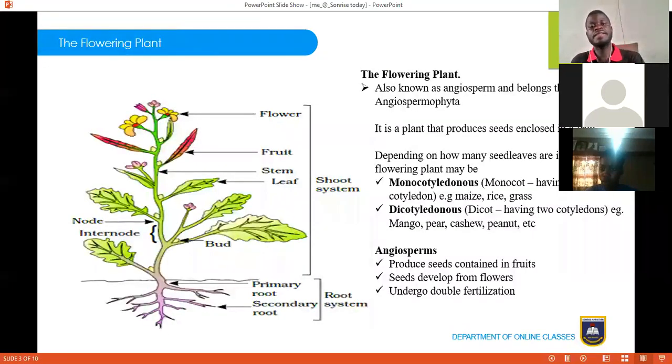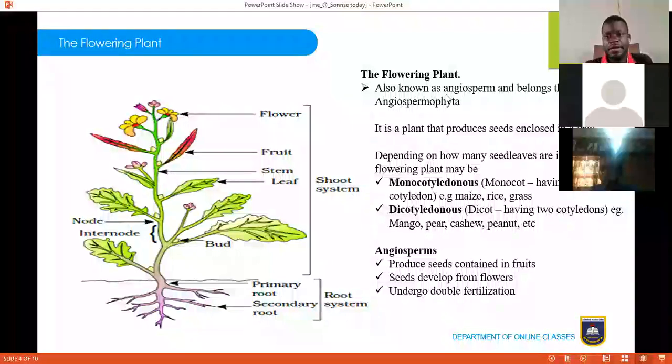So let's go on and look at the flowering plants proper. In this picture, you would see the external features of a flowering plant. You have the flower, which is very important. That's how they are called flowering plants. Not all plants, I beg your pardon, have flowers. So you have the flower there, you can see. Then we have the fruits, which develop from the flower. Of course, the fruit contains seeds, which I'll get into some of the definitions very soon. Then we have the stem, we have the node and internode and bud, and then the root system.